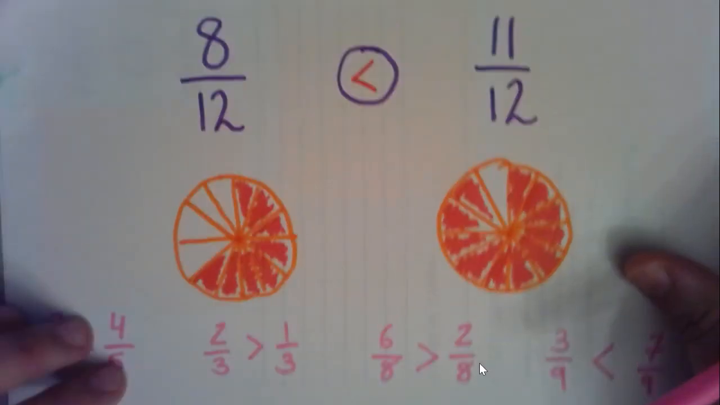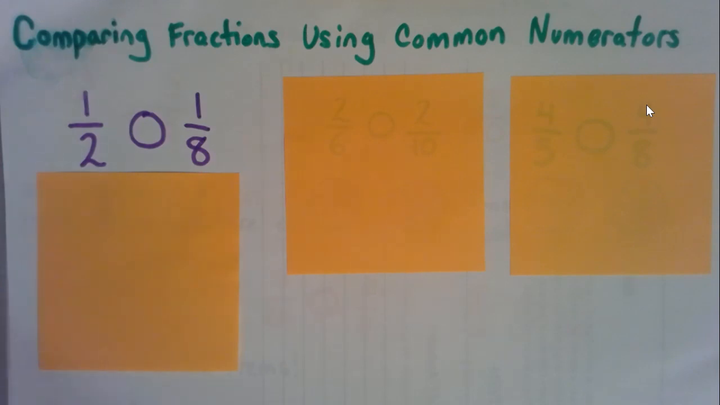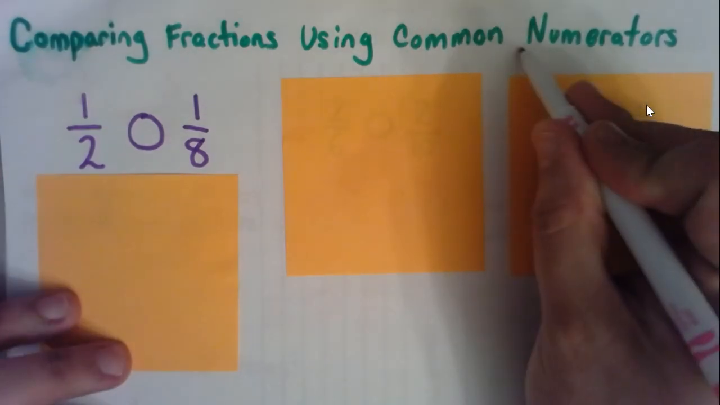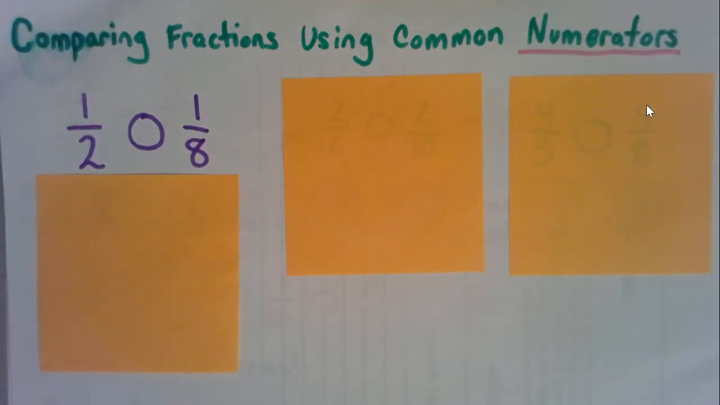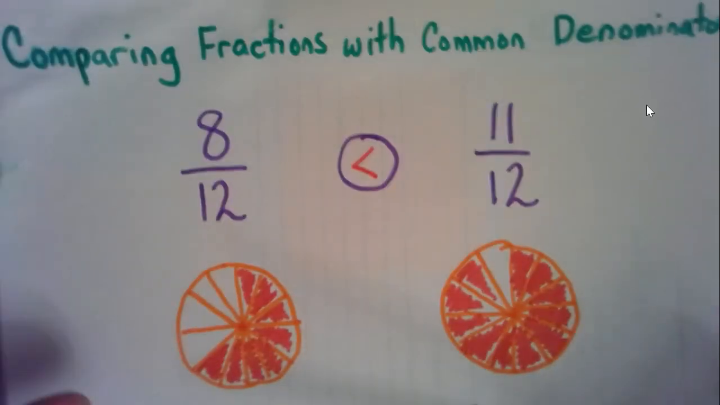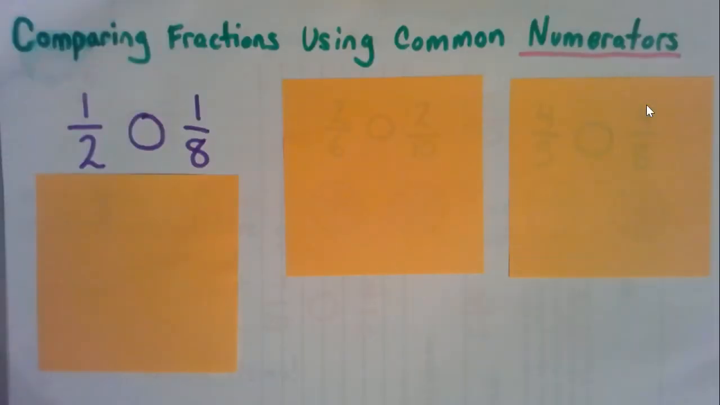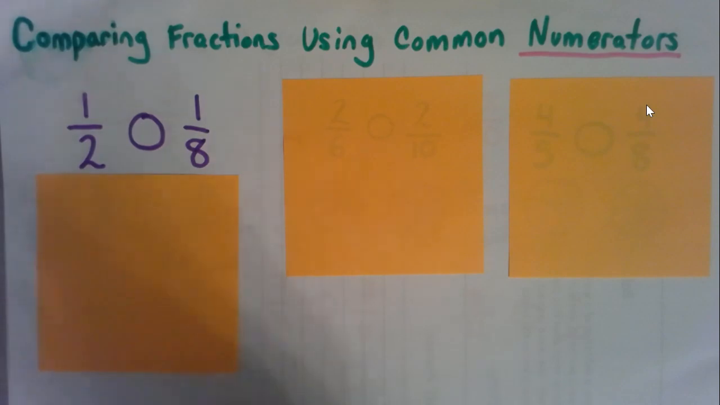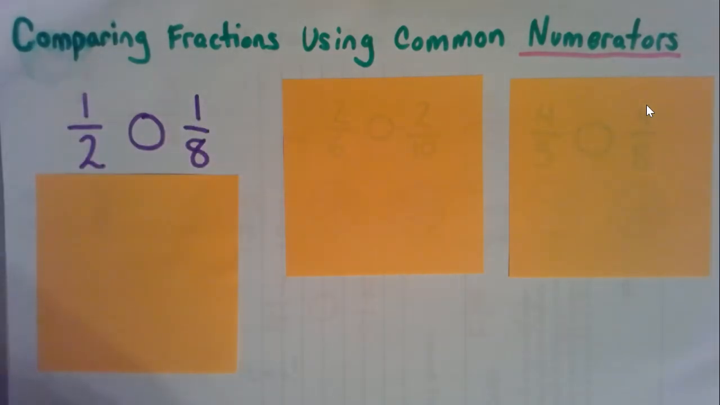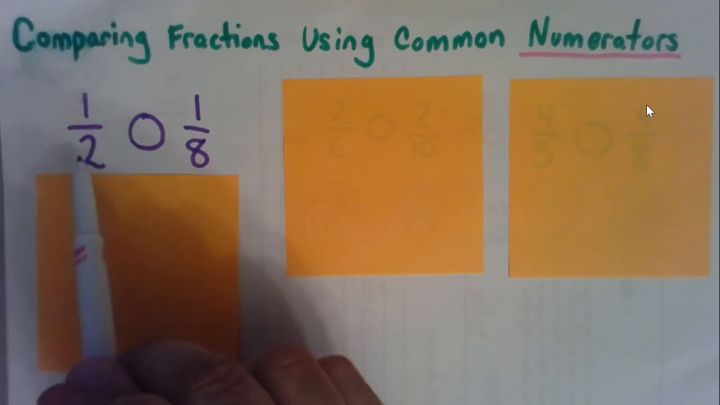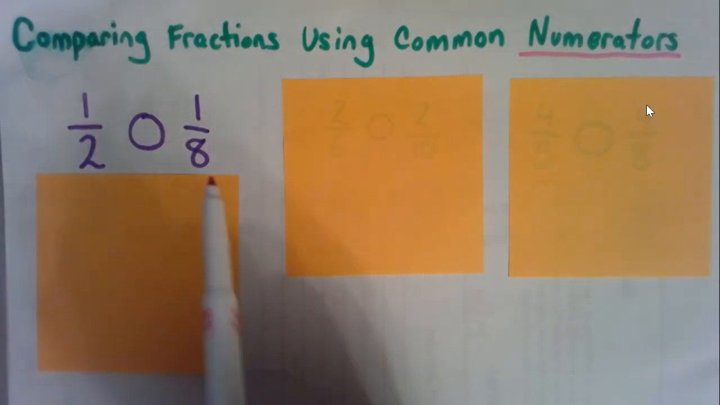You get the idea. Now let's work on comparing fractions using common numerators. Before we were looking at what happens when you have common denominators, when the whole, the number on the bottom of the fraction is the same. But now we're going to look at what happens when the numerator, the number on the top of a fraction, is the same. So let's compare 1/2 to 1/8.